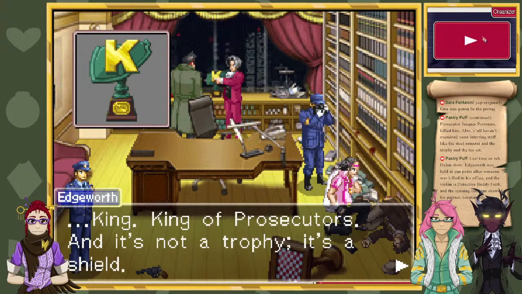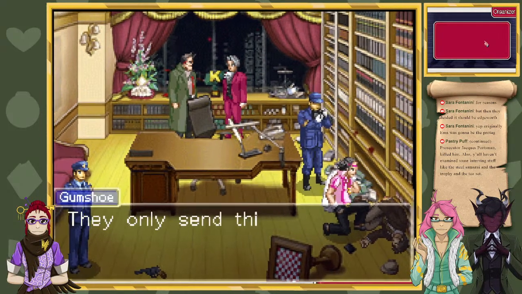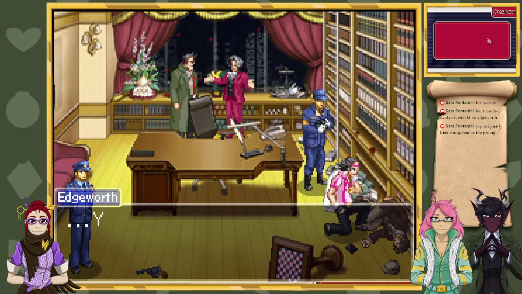A trophy. It's a shield. Is it on a podium? Still not a trophy? So it's a trophy. A trophy has to be a specific thing? They only send this to the winning prosecutor, right?